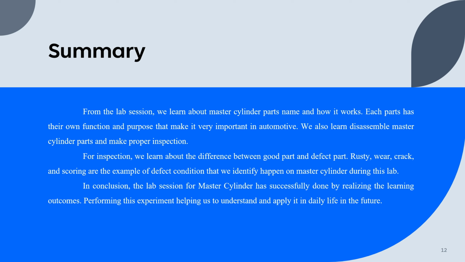For inspection, we learned about the difference between good parts and defective parts. Rust, wear, cracks and scoring are examples of defect conditions that we identified on the master cylinder during this lab. In conclusion, the lab session for the master cylinder was successfully done by realizing the learning outcomes. Performing this experiment helps us to understand and apply it in daily life in the future.